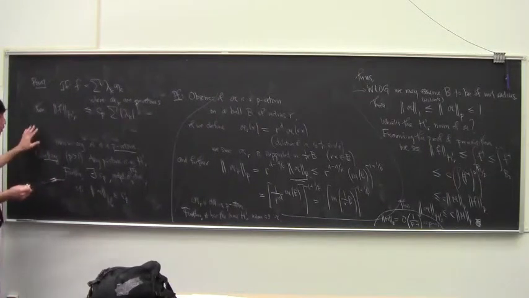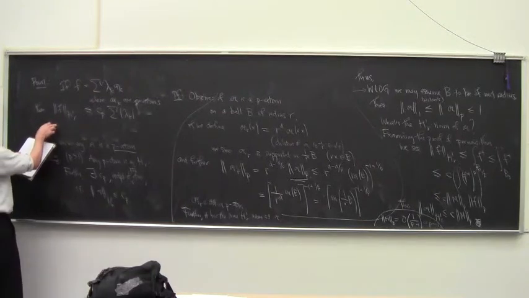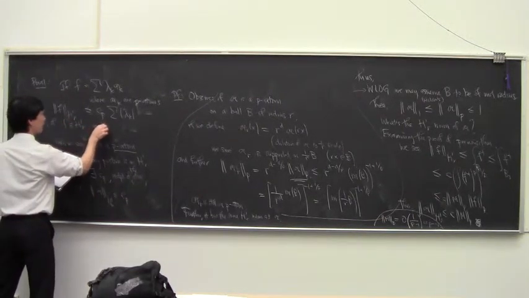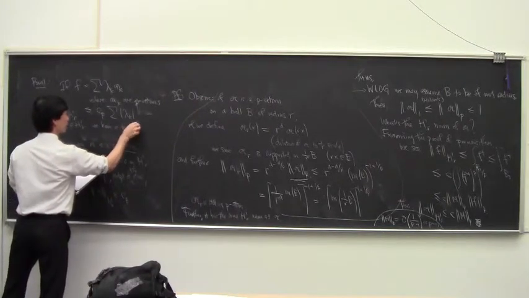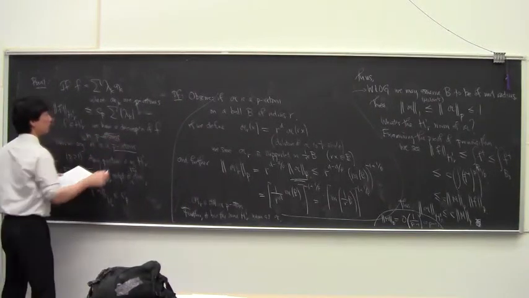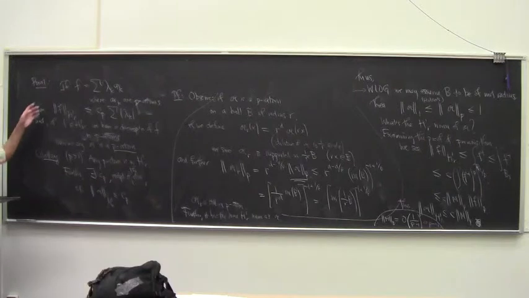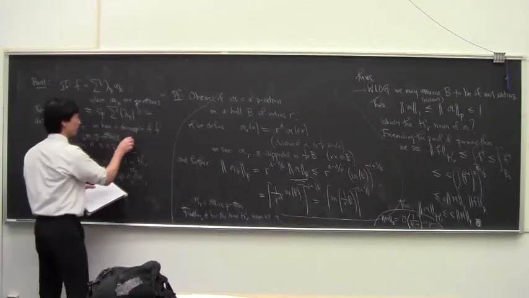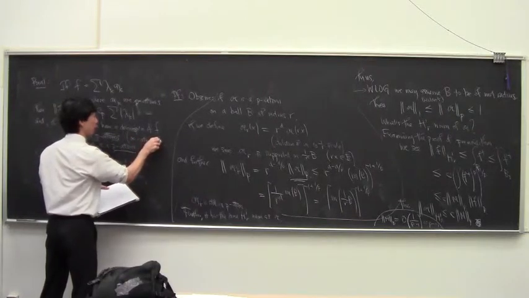Right? And further, you can go the opposite way. If F is in H1, we have a decomposition of F in p atoms. So if you have a p atom decomposition, then you are actually in H1. If you're in H1, you have a decomposition in terms of p atoms, because the infinity atoms are p atoms for all p.